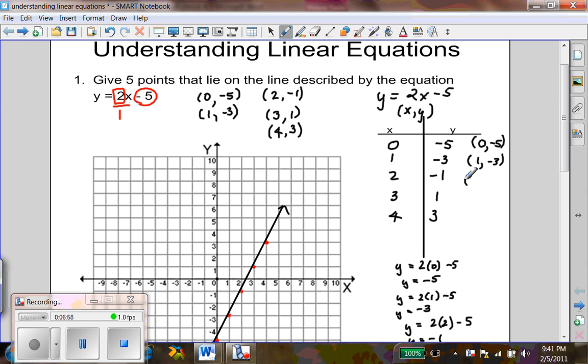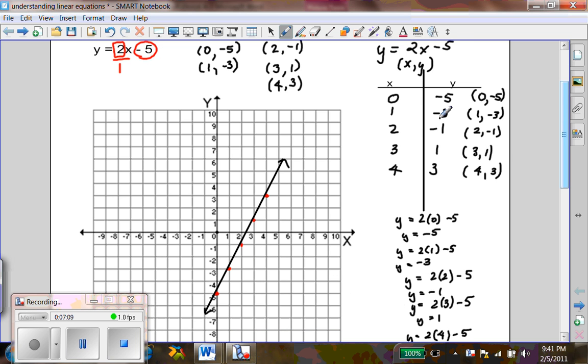2, negative 1, that's another point. 3, 1 is yet another point, and 4, 3 is another point. And we could go on and list millions of points on this line because, as you know, a line goes on forever. It never ends in either direction. So all of these points, and look at what we just graphed. Notice the connection here. These are the points that we originally started off with from our graph.